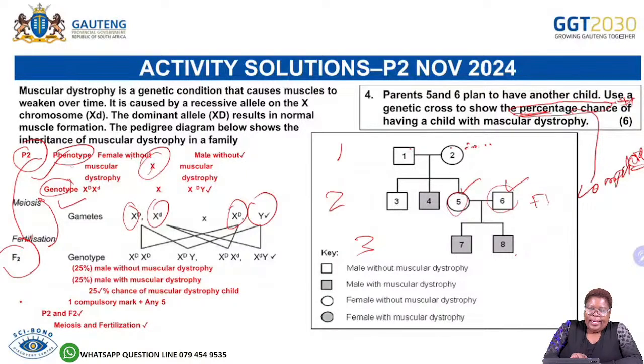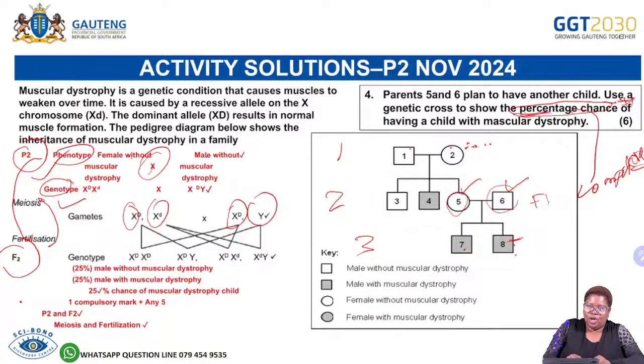Okay. Now, when fertilization has taken place, these are the genotypes of the F2 generation. From our second generation, you can see from the diagram that 7 and 8 are affected with what? With muscular dystrophy, with this genetic disorder. All of them, because hence it's shaded. It means that individual has that genetic condition. Okay? So from 5 and 6, we are expecting those.